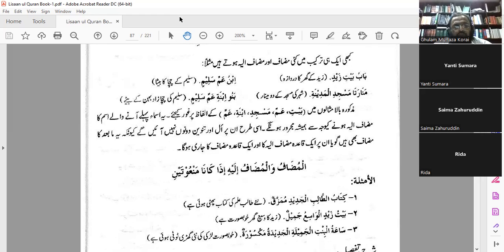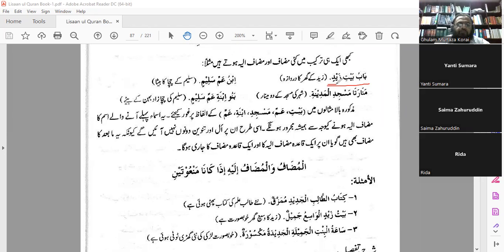So we analyze it very closely. Babu Baiti Zaidin. Now Babu, there is no tanween, so it's muzaf, very clear, because muzaf does not take tanween. Baiti, now this has two functions. Baiti becomes muzaf ilayh for Babu, and it also becomes muzaf for the coming noun, that is Zaidin. Now the meaning of this is what? It means the door of Zaid's house.